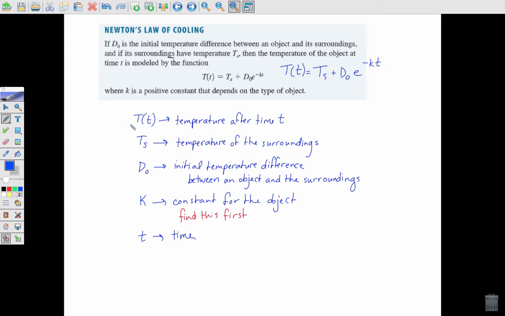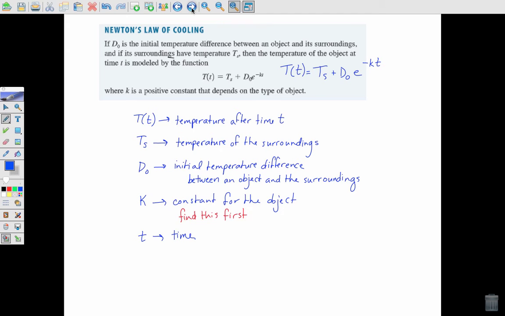T(t) is the temperature after time t has passed. T_s is the temperature of the surroundings, the room, the environment, whatever the object is placed in. D_0 is the initial temperature difference between the object and the surroundings. K is the constant for the object, and you usually have to find this first in a problem. Usually you're given enough information that you can fill everything else in and solve for k. And then lowercase t is time.